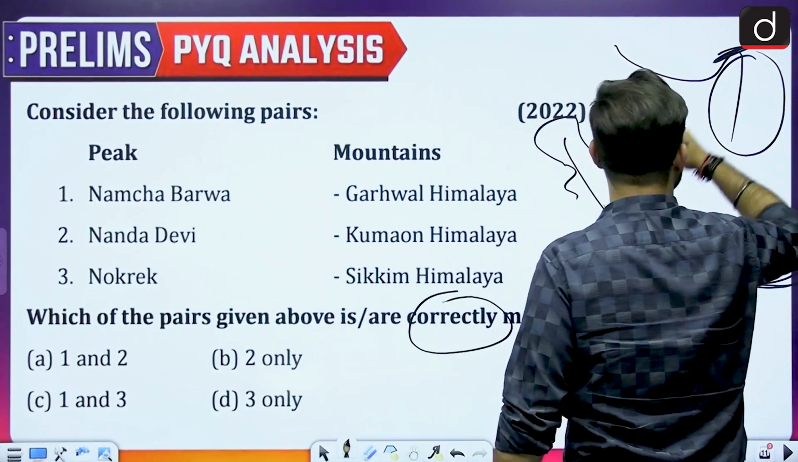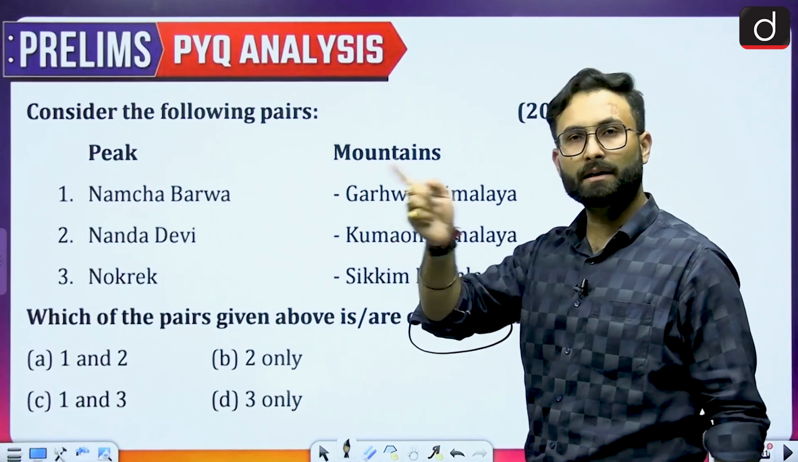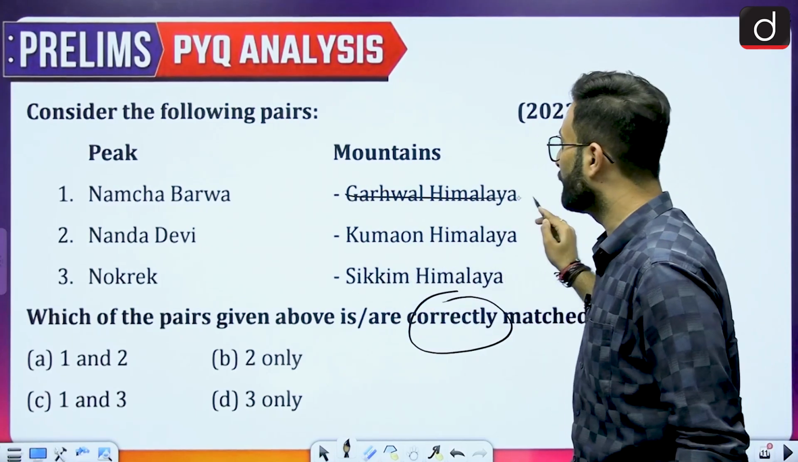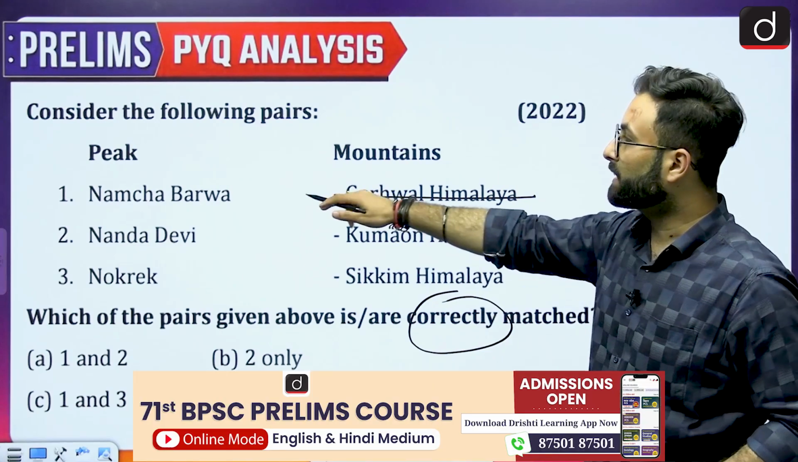Now over here we have this peak that is called Namcha Barwa. Basically Namcha Barwa is in the Arunachal Pradesh region, or you can say the northeastern region, and not in the Garhwal Himalayas. Garhwal Himalayas are basically your Uttarakhand region. So that is wrong.